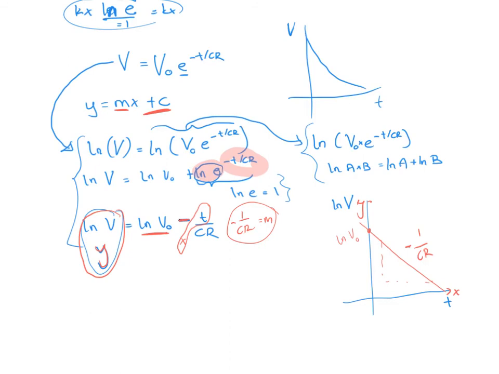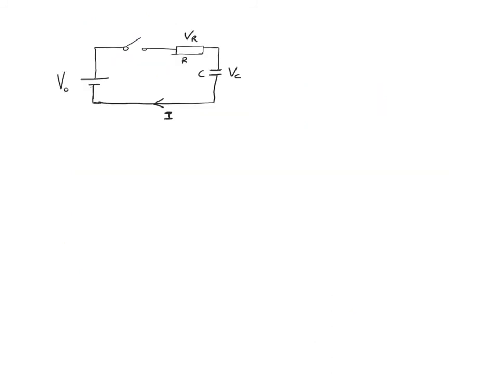So very important as well, from the gradient, we said that you get 1 over CR, and we know that C times R is the time constant. So from the gradient, we really get the time constant if we take the inverse of the gradient. Okay, so this is the analysis of charging a capacitor.